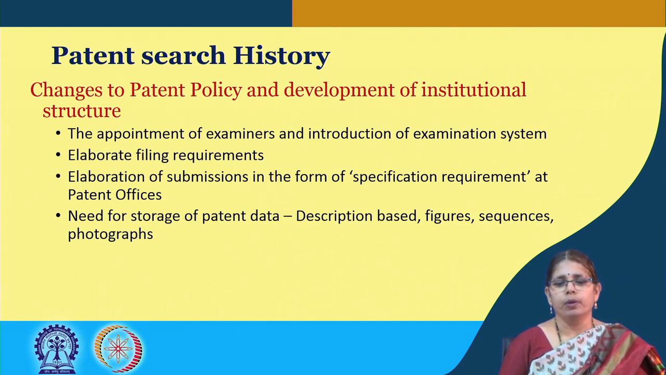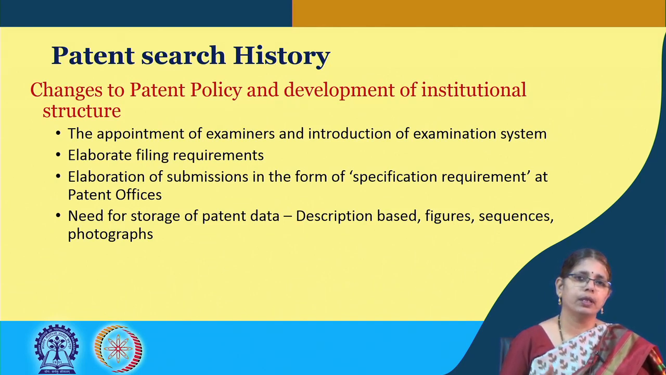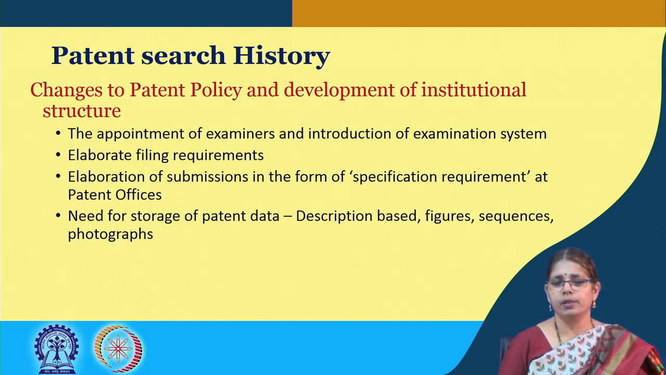Specific changes to patent policy and the development of institutional structures have had a big role in shaping the area of patent search. One is the appointment of patent commissioners, and the opening up of what you call the examination system, where patents were formally examined, which obviously brought in the requirement of indexing and cataloging, all of that. Not only that, elaborate filing requirements also became an important consideration with respect to different patent documents.